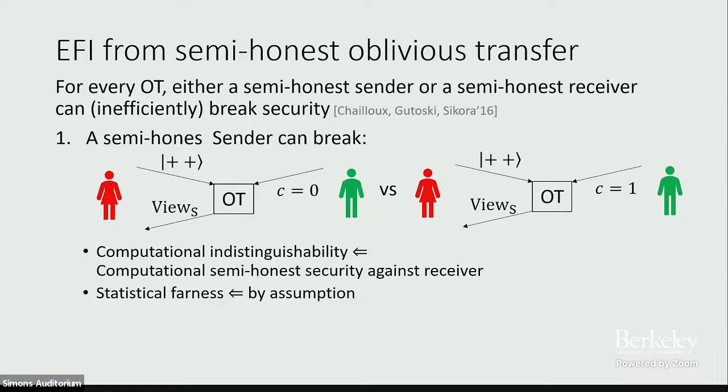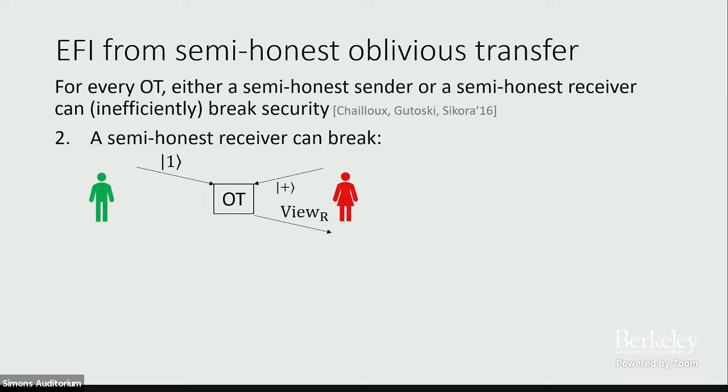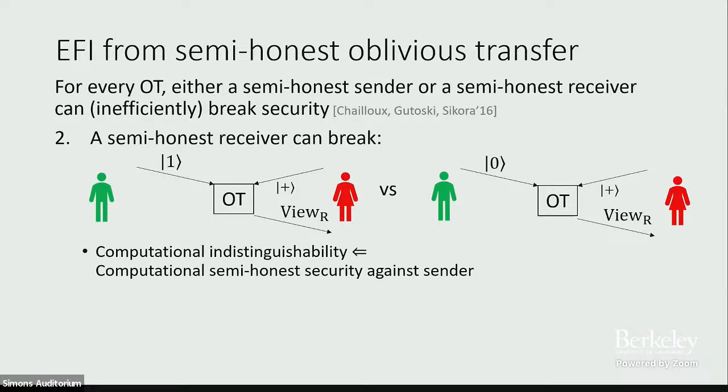Now assume the sender cannot break this particular protocol. The similar argument would work, the same thing, except that now the two states are going to depend on the difference. It's going to output the view of the receiver, and the difference is going to be whether the sender gave 0 or 1 for the other bit. Again, indistinguishability follows from the indistinguishability of the OT, and statistical distance because the receiver can inefficiently break it.